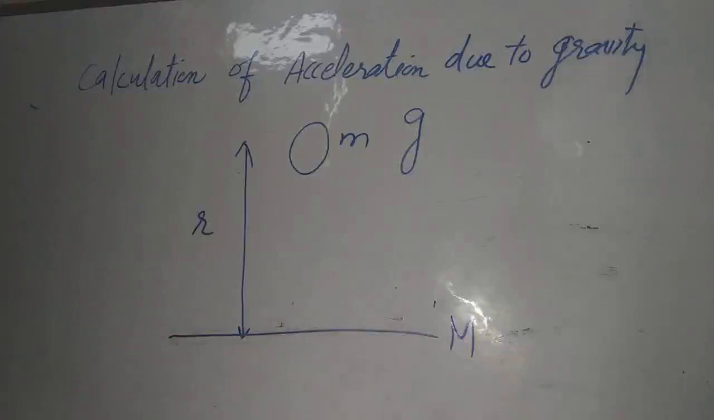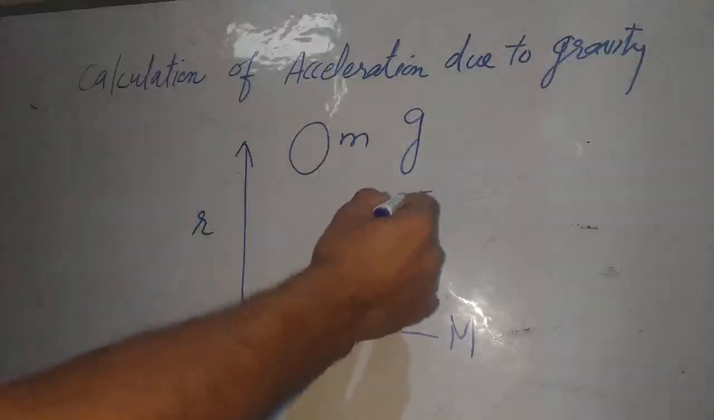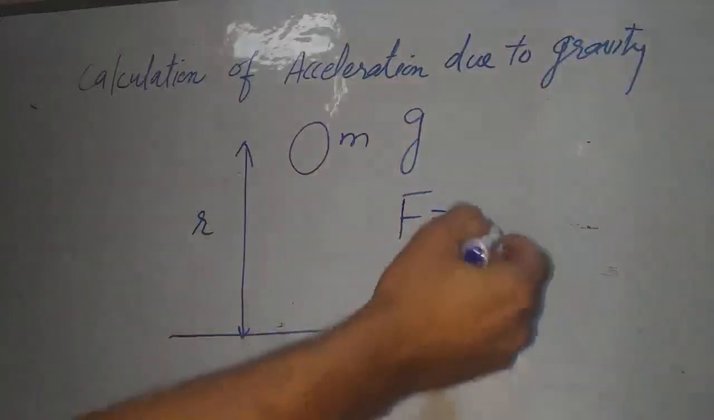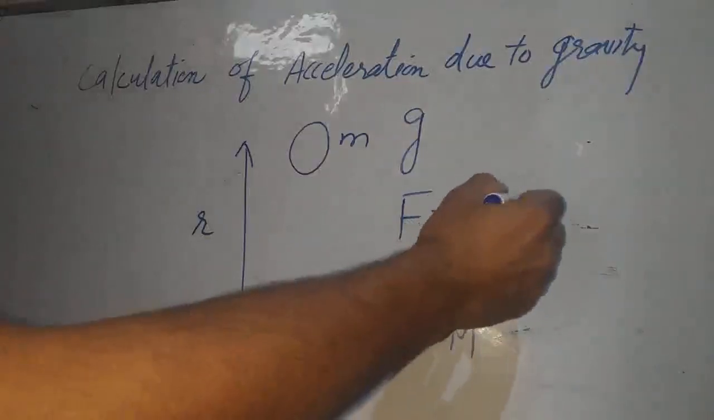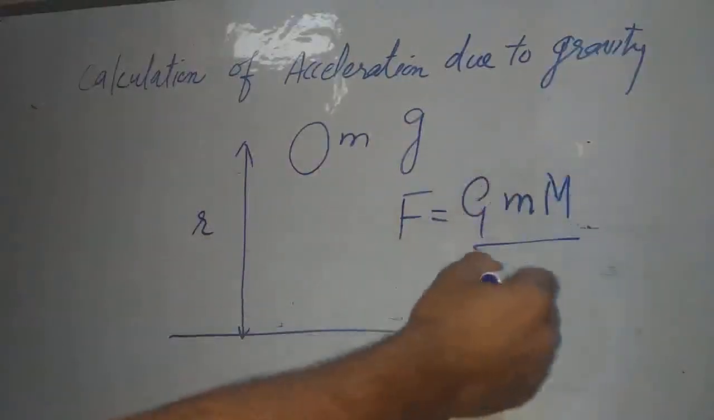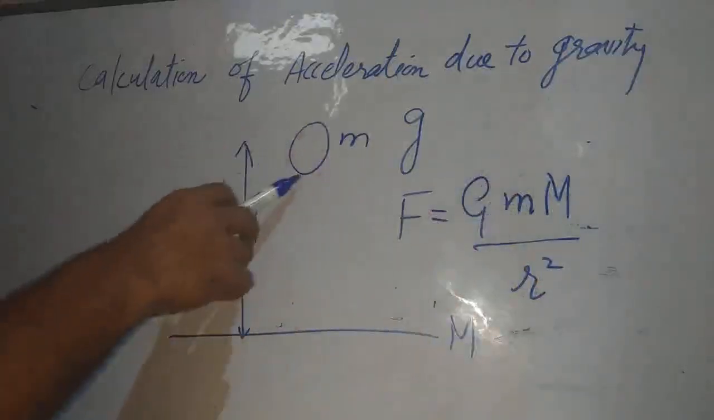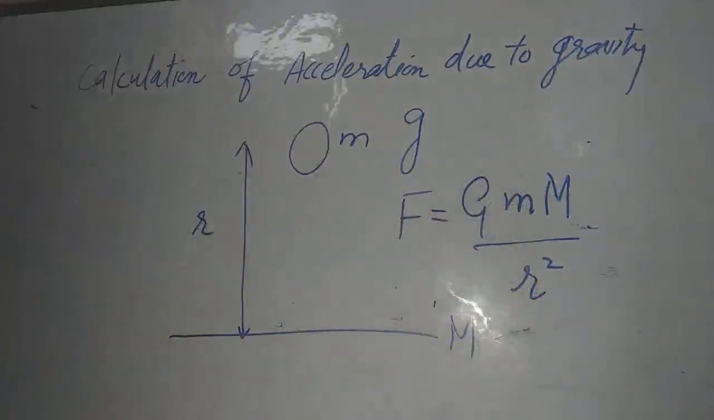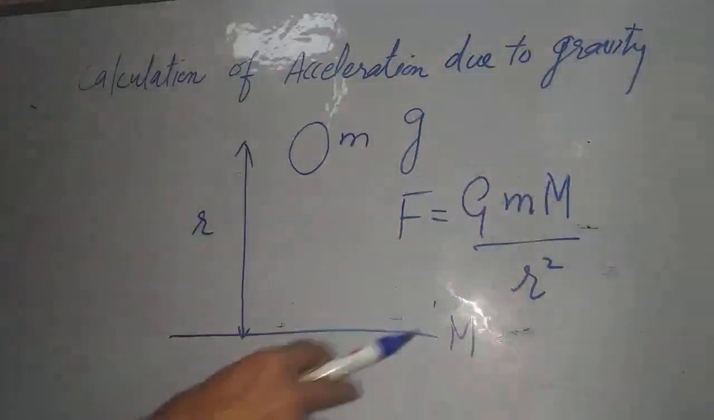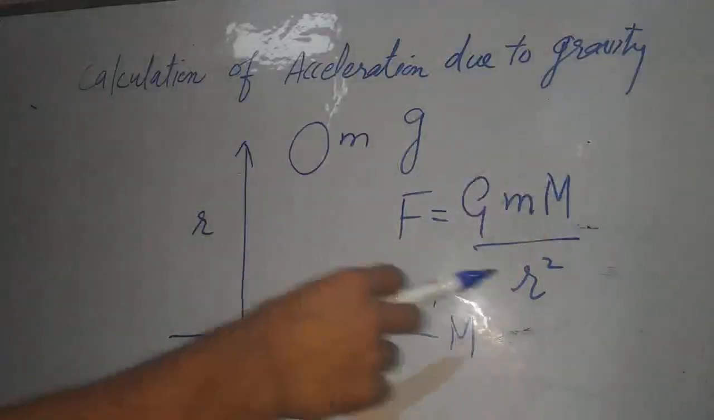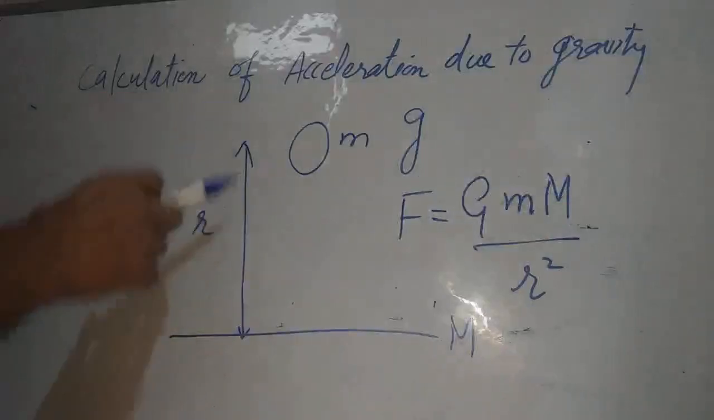Suppose this Earth has mass M, and we know from Newton's law of gravity, the force will be given by the formula G M m divided by r square. Here m is the mass of this small object which I dropped, and M is the mass of this Earth, and r is the distance between the two objects.